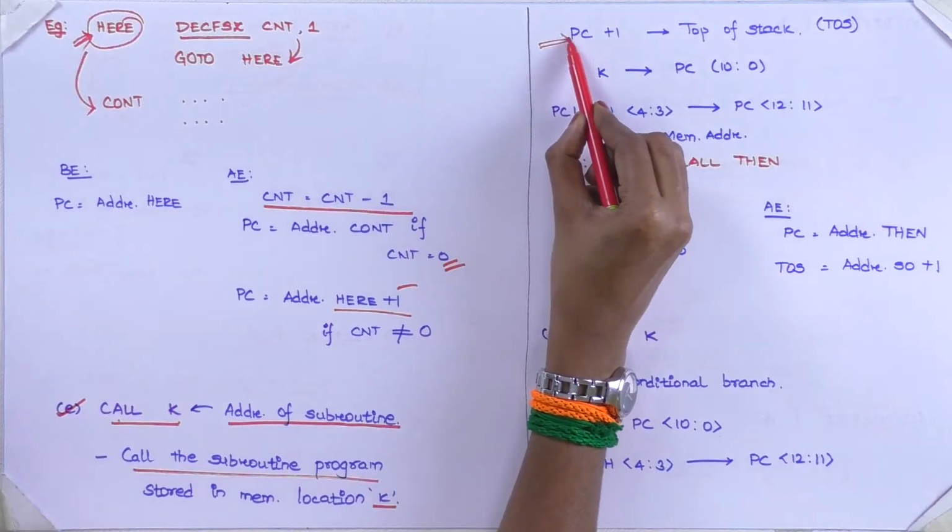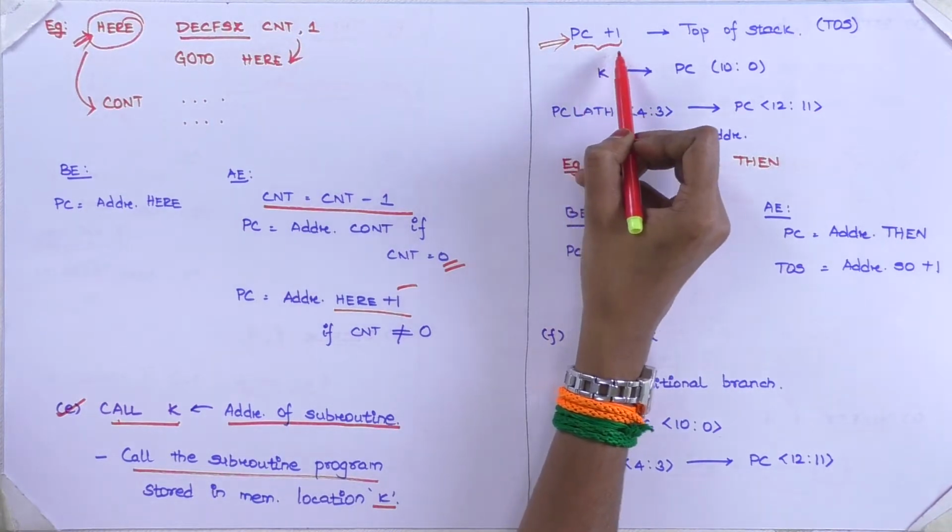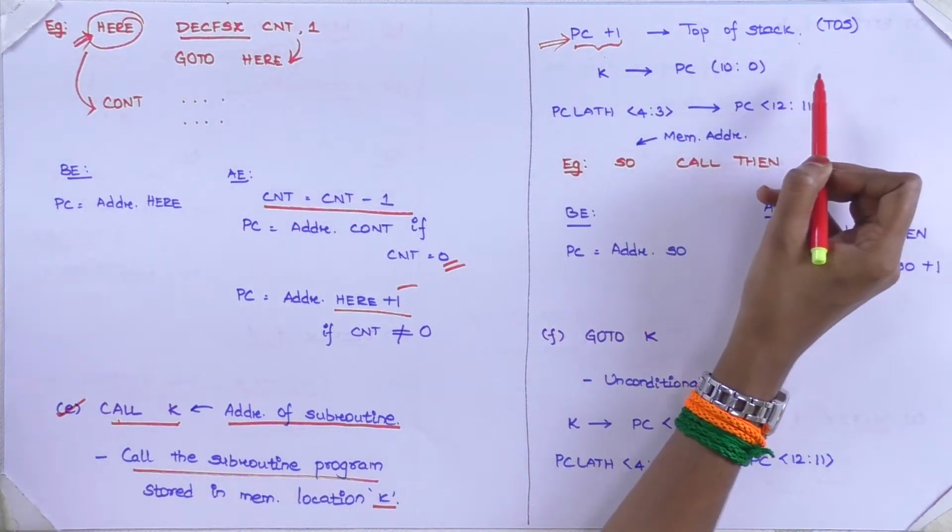Fine. So before jumping or before calling it, the PC value plus 1, which is some memory location, is stored in the top of the stack.